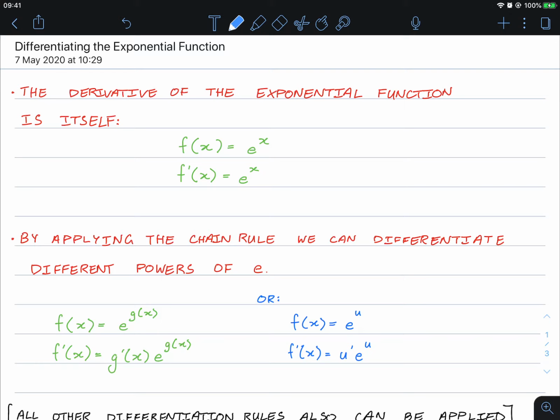Hello class, this is a video tutorial on differentiating the exponential function. The plain and simple of it is that the derivative of the exponential function is itself.